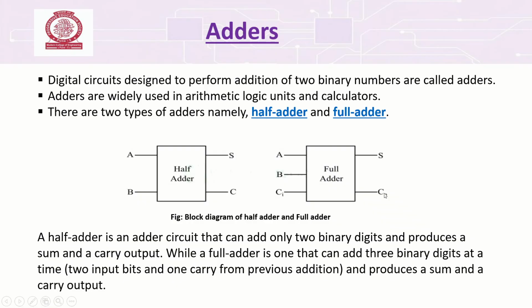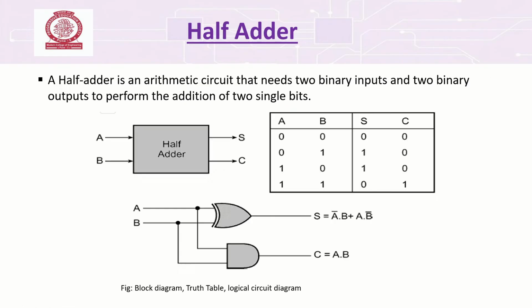I am just giving a rough review of the block diagram on this slide, with some basic points to remember about the difference between both and how many inputs and outputs there are. We'll now study the half adder in detail. As we saw in the earlier slide, there are two inputs and two outputs. A half adder is an arithmetic circuit that takes two binary inputs and gives two binary outputs to perform the addition of two single bits.